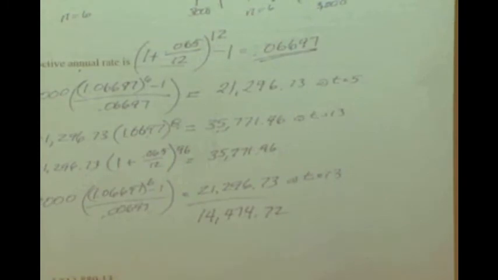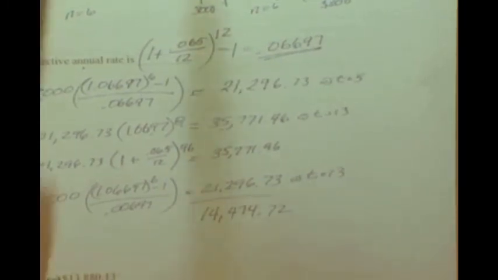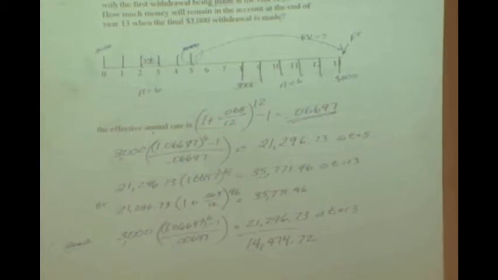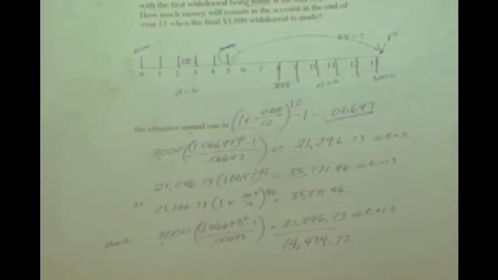$14,474.72. And notice that making that interest rate compounded monthly was helpful to us. Our future value was higher. More compounding is good for savers. Any questions on that problem?